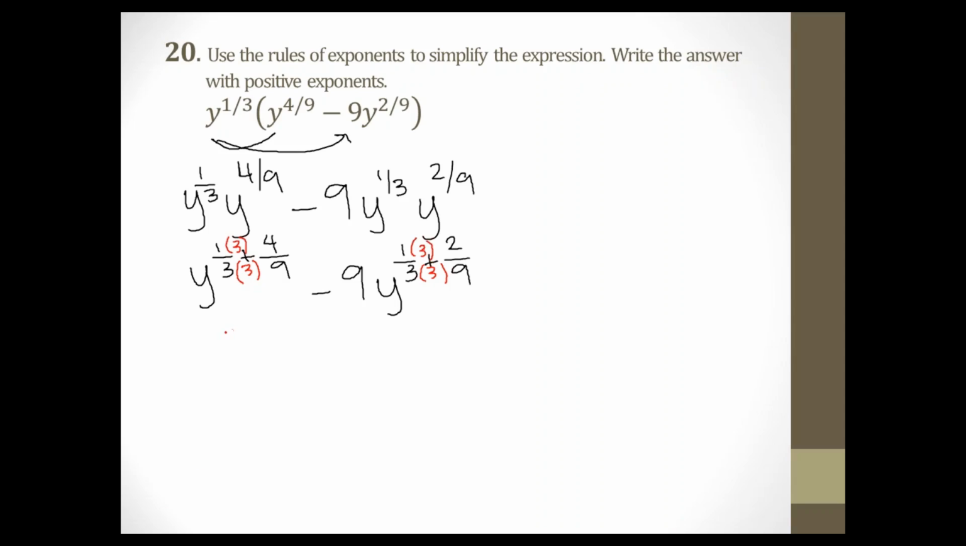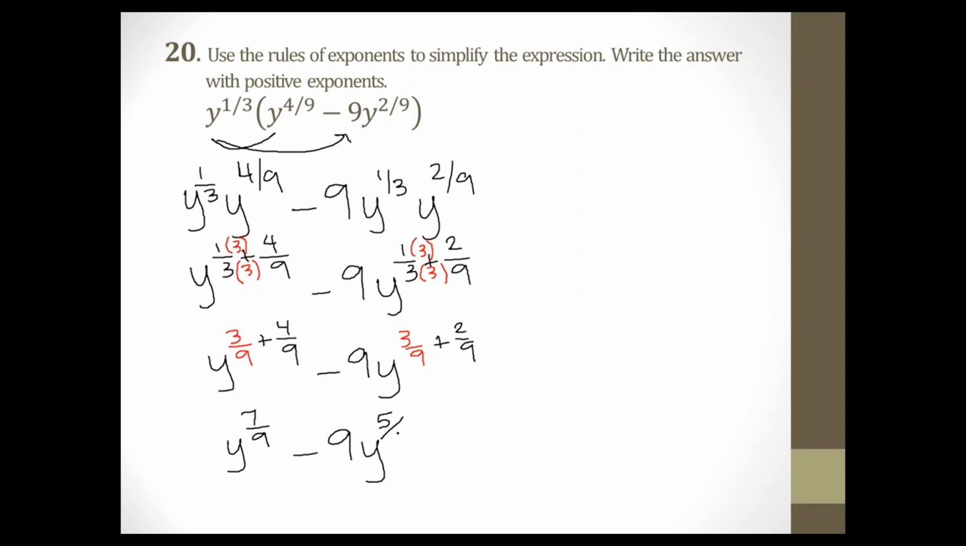So that's going to give me 3/9 as my first exponent. So that's y to the 3/9 plus 4/9 minus 9 times y to the 3/9 plus 2/9. Okay, so you have those common denominators, you just add the numerators. So that's y to the 3 plus 4 over 9 minus 9 times y to the 3 plus 2 is 5 over 9. And so that's going to be our final answer here when we use the rules of exponents.